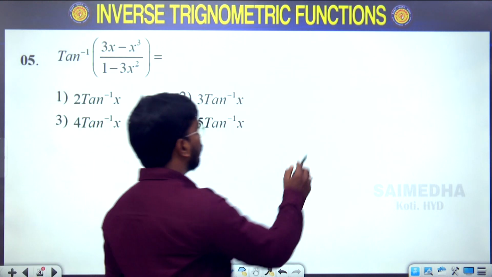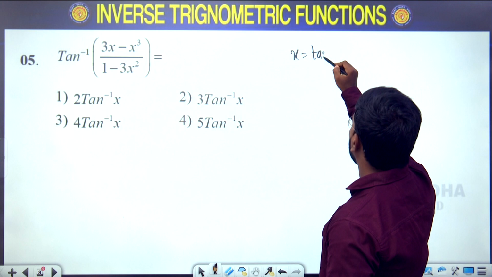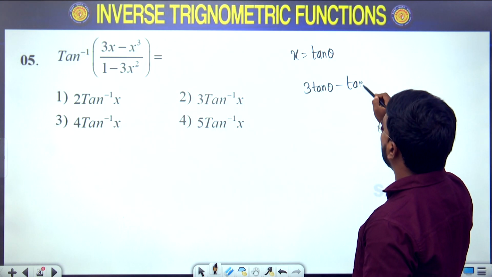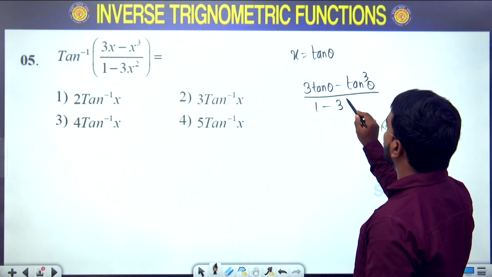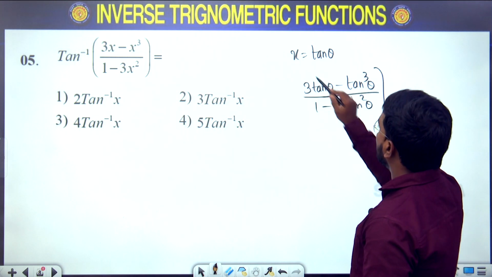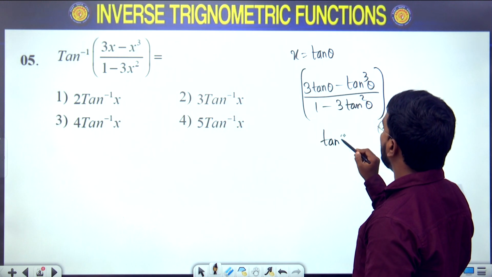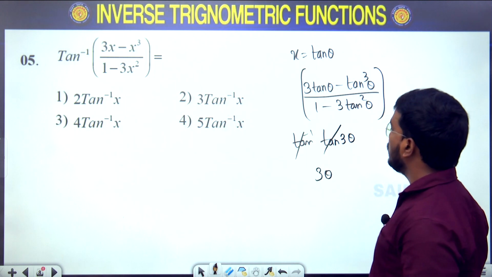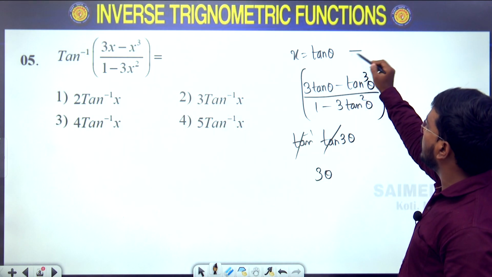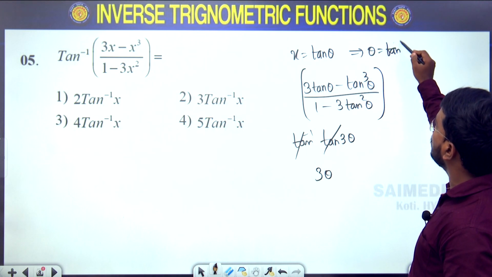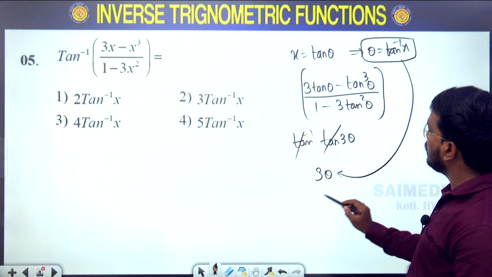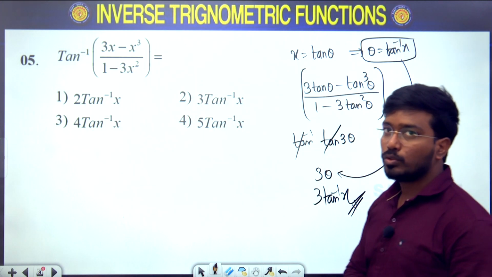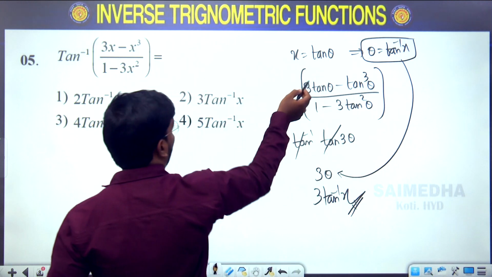This is the formula. When x is equal to tan theta, you will understand it much better, because inside we have 3 tan theta minus tan cube theta divided by 1 minus 3 tan square theta. This is the formula for tan 3 theta. Outside we have tan inverse. Tan inverse tan cancel. What is the answer? 3 theta. We got that x is equal to tan theta, then theta is equal to tan inverse of x. So I can resubstitute the theta value here. So what is the answer going to become? 3 tan inverse x.